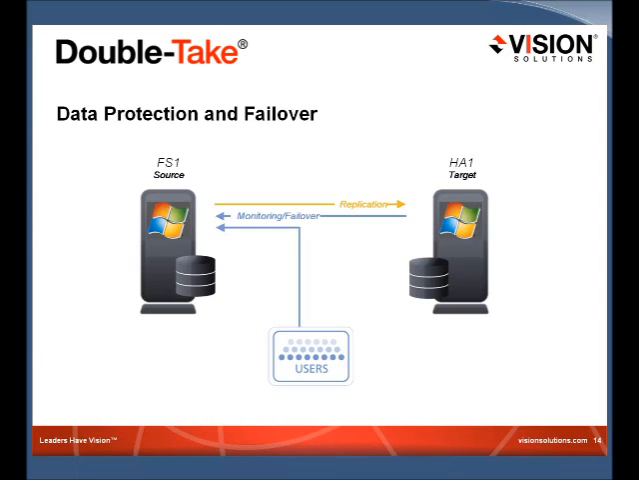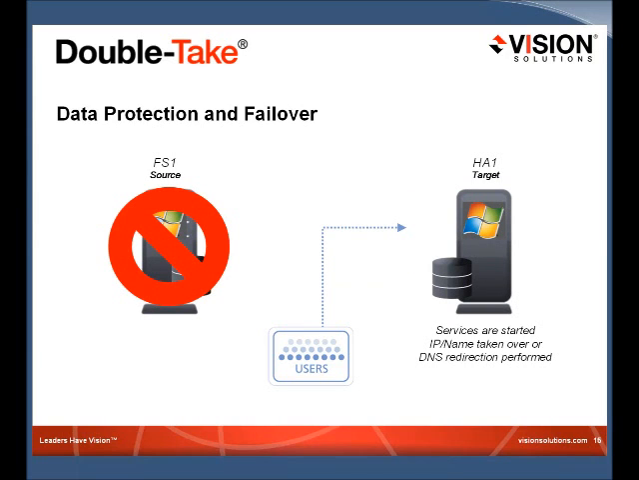Everything's working normally. Should you lose that source server, the target failover monitor is going to recognize that condition and initiate the failover process. You can do any number of things through that failover process. It is customizable and configurable. In this case, one of the examples is to have it start specific services that you need started on the target side at failover.